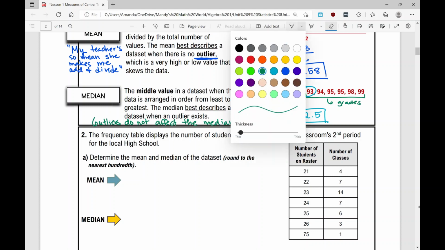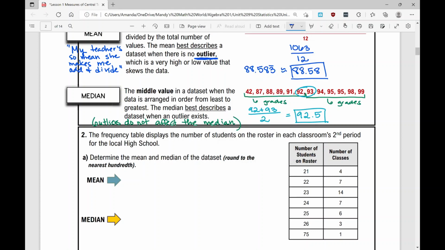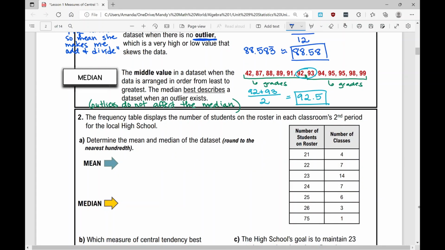Example number 2, and I'm going to go back to blue here, says the frequency table displays the number of students on the roster in each classroom's second period for the local high school. Determine the mean and median of the data set, round to the nearest hundredth. Okay, so what are we looking at here? The number of students on the roster, 21 students on the roster. There are 4 classes that have 21 students for second period. 7 classes have 22 students. 14 classes have 23 students.